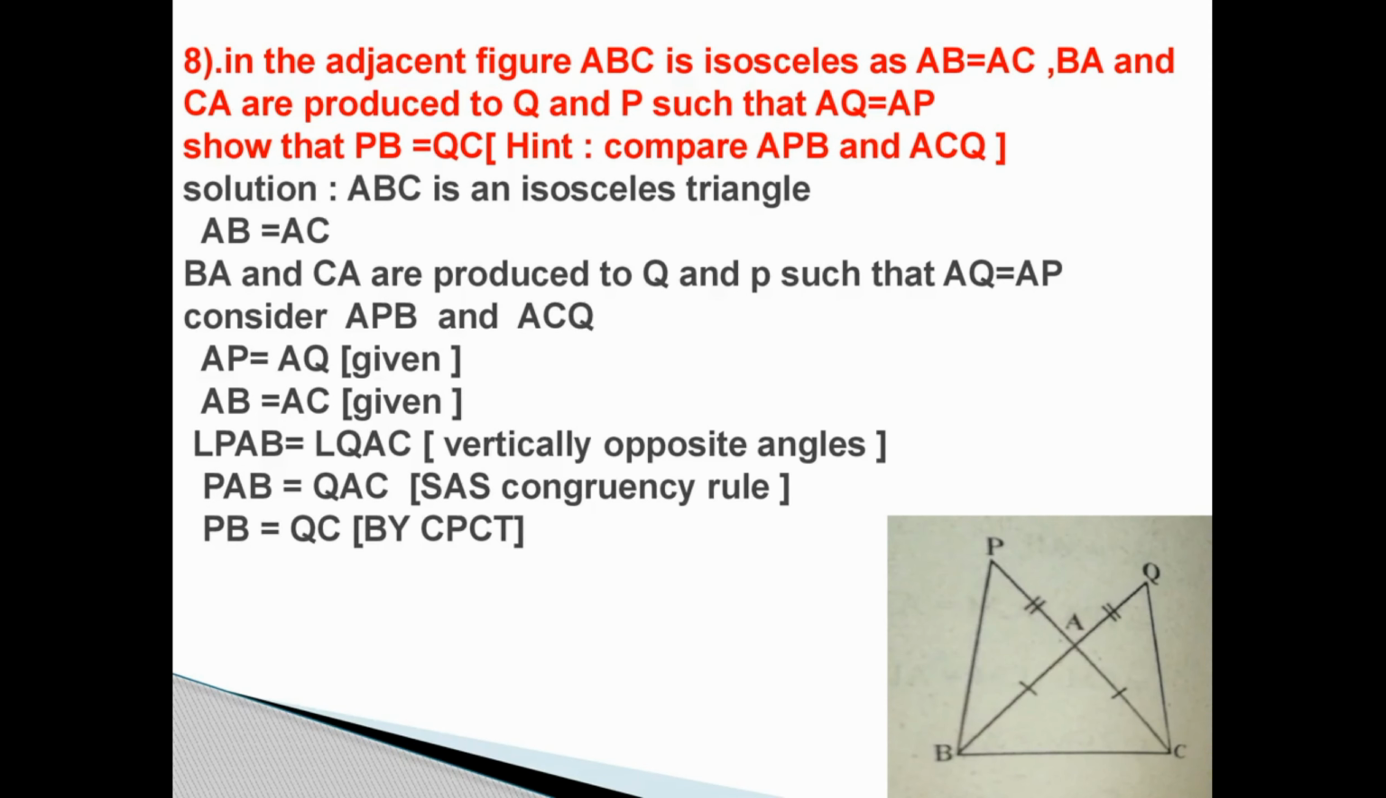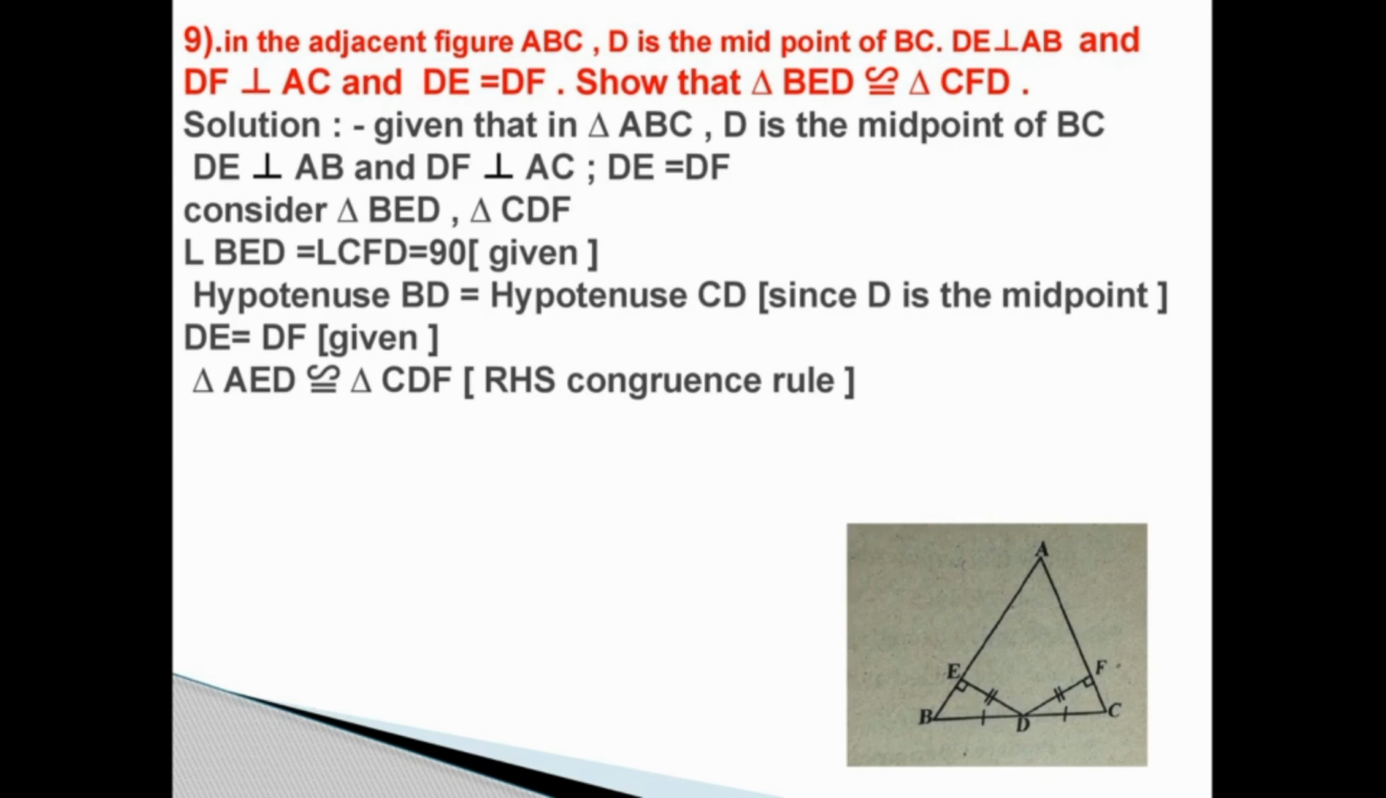Next, in the adjacent figure, in triangle ABC, D is the midpoint of BC, DE is perpendicular to AB and DF is perpendicular to AC. DE is equal to DF. Show that triangle BED is congruent to triangle CFD.